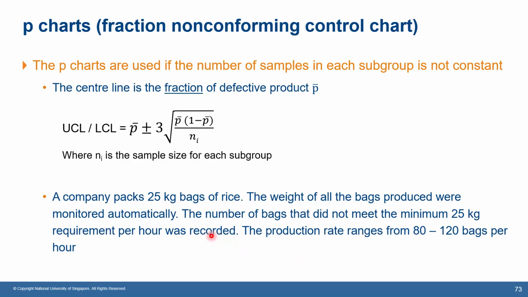So let's say you have a company that packs 25 kg bags of rice. They take one whole container of rice, and then they use a machine to slowly pack it into 25 kg bags. The weight of each bag is monitored automatically. The number of bags that did not meet the minimum 25 kg requirement was recorded. But they don't produce the same number of bags each time. That's why the n, the number of samples, is not consistent. Not constant. It varies from 80 to 120.